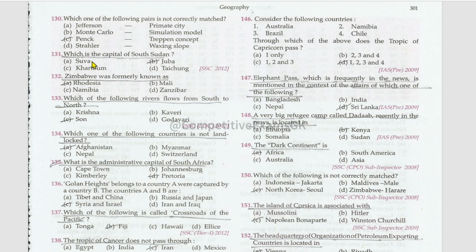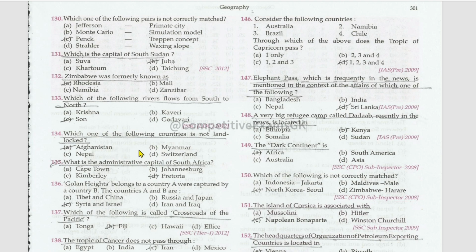Let's read them. Which is the capital of South Sudan? That is Juba. Zimbabwe was formerly known as Rhodesia. Which of the following rivers flow from south to north? Swan River. Which one of the following countries is not landlocked? That is Afghanistan. What is the administrative capital of South Africa? Pretoria. What are the other two capitals? Those are the judicial capital and the legislative capital.